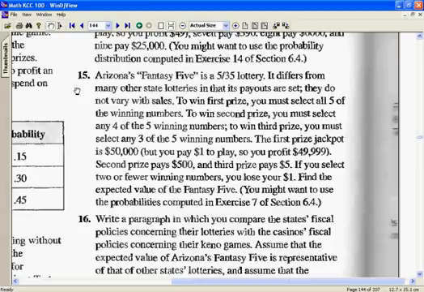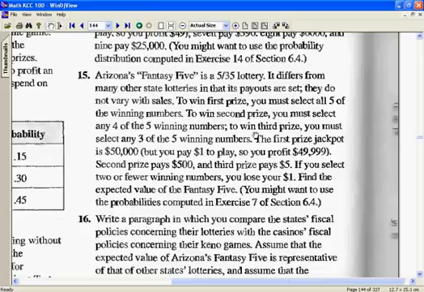It differs from many other state lotteries in that its payouts are set. They do not vary with the field. To win the first prize, you must select all 5 of the winning numbers. To win the second prize, you must select any 4 of the 5 winning numbers. So that means you can have the 1 non-winning number in the second prize.